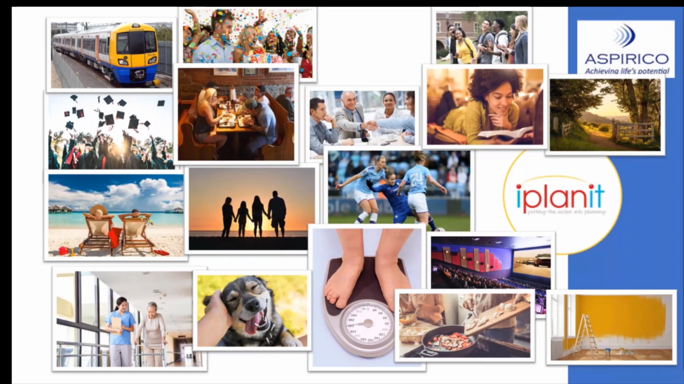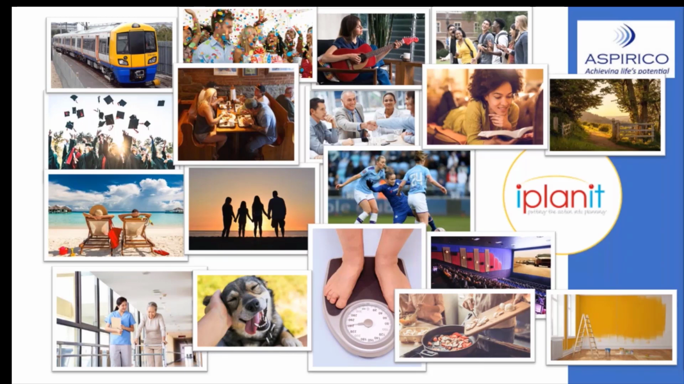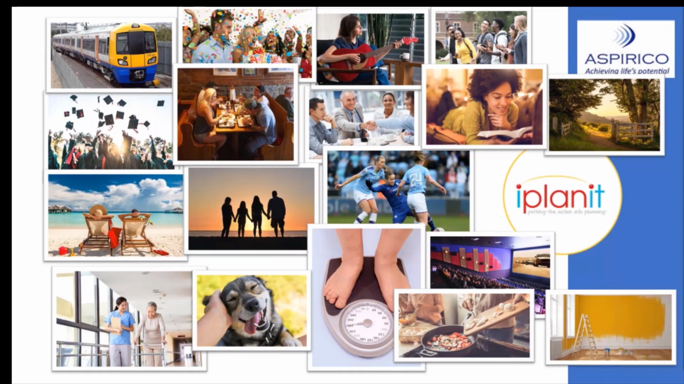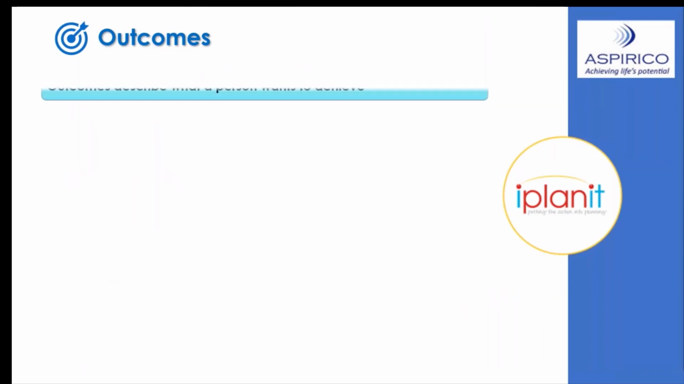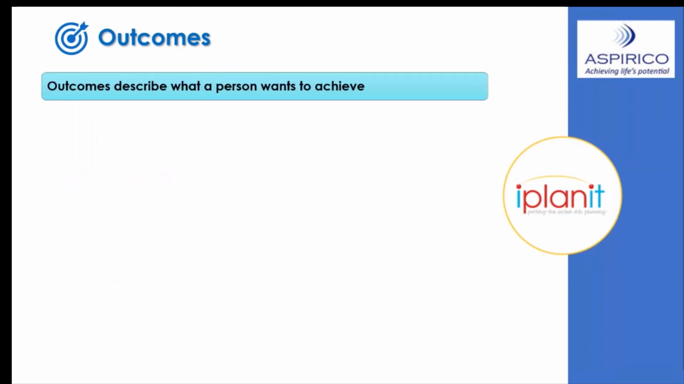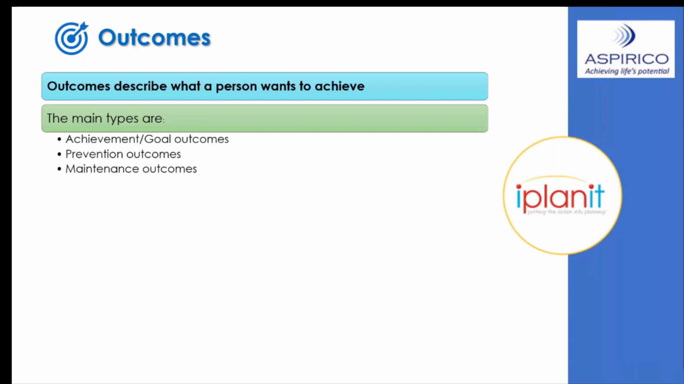So unfortunately, as mentioned, this kind of approach has stemmed from previous systems through block funding rather than outcomes-based and person-centered approaches. So when we talk about outcomes, let's look at what we mean. Outcomes describe what a person wants to achieve. There are several types of outcomes, but the main ones we're going to talk about today are achievement and goal outcomes, prevention outcomes, and maintenance outcomes.